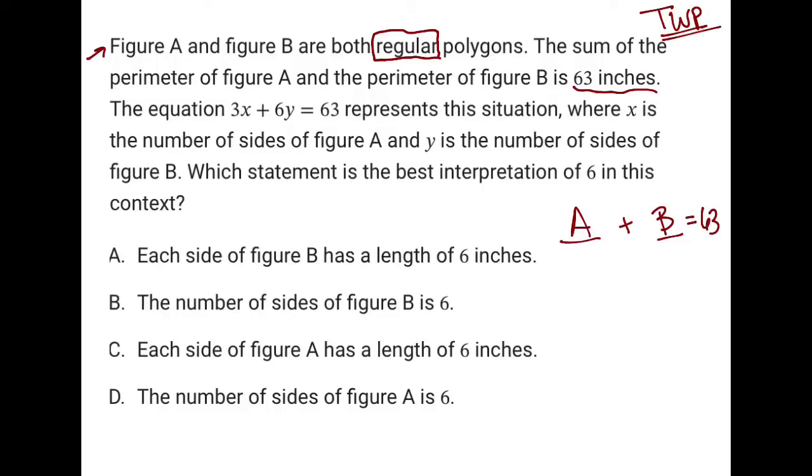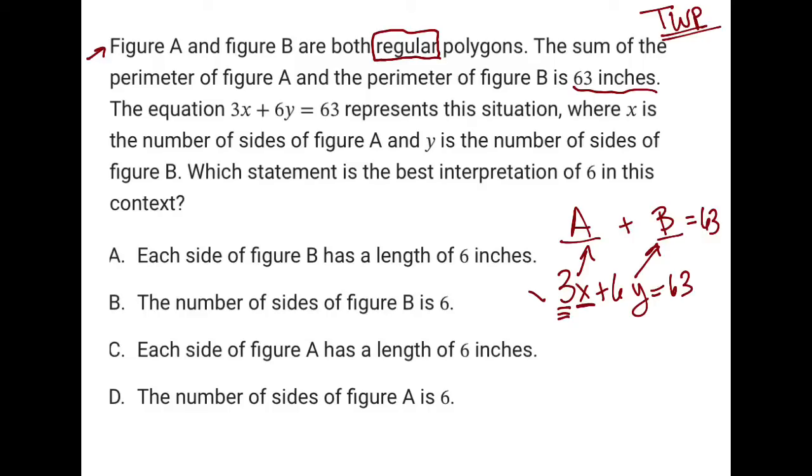The next sentence says the equation 3x + 6y, I'll just rewrite it, is equal to that 63. Well, that's interesting because I know that somehow this must relate to A and to B. Let's keep reading to see how it relates. Where x is the number of sides of figure A, okay, so let's just pause. If x is the number of sides of figure A, what does 3 have to mean?